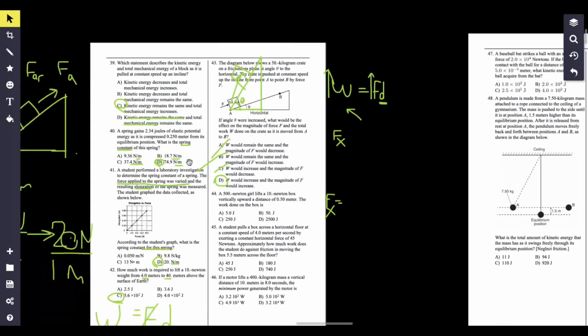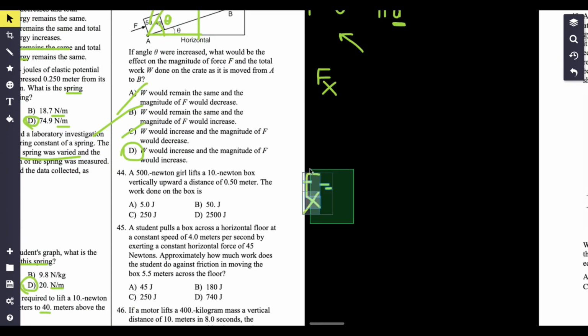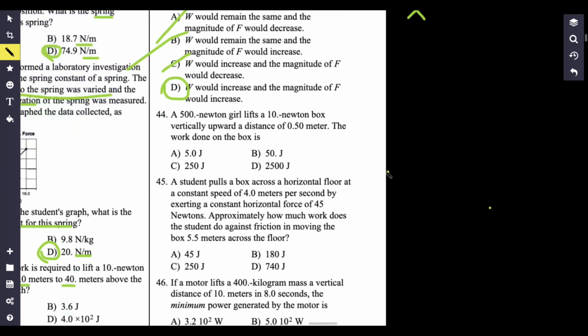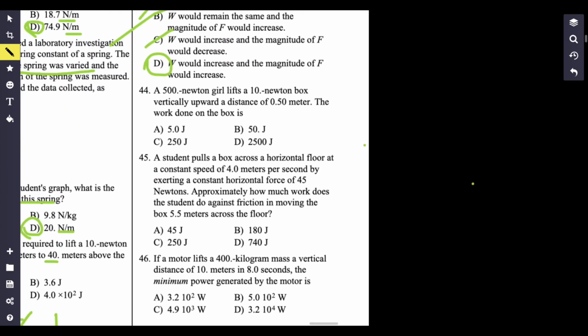A 55 Newton girl lifts a 10 Newton box vertically upwards a certain distance. What is the work done on the box? Work is equal to force, in this case the force on the box, times the distance. So number 44 would be A.